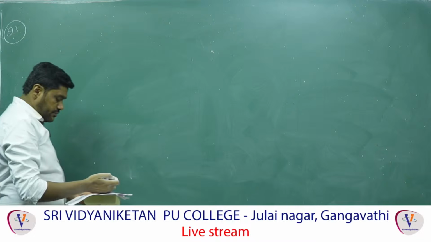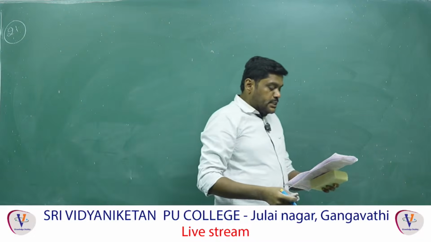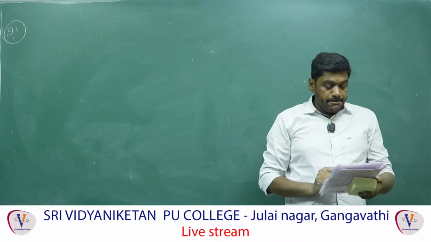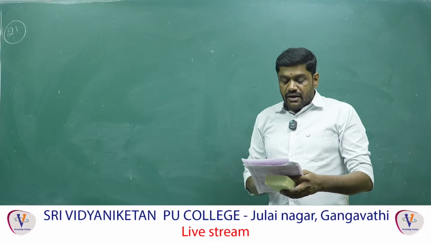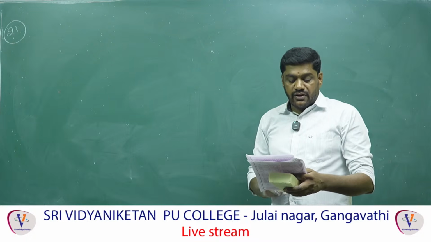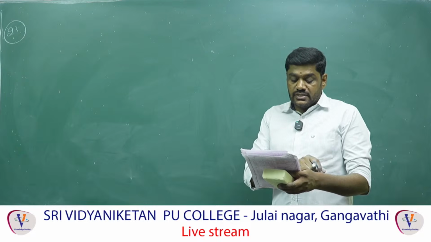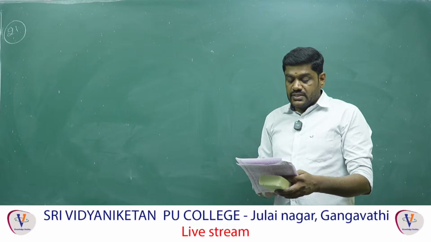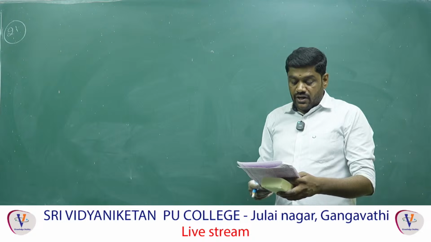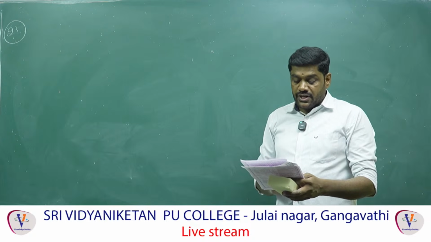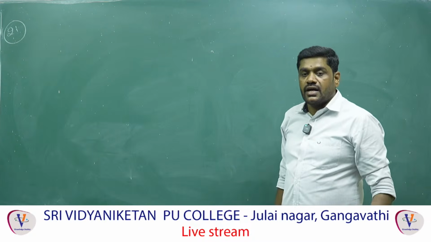Question number 21. A small spherical ball falling through a viscous medium of negligible density has a terminal velocity v. Another ball of same mass but of radius twice that of the earlier is falling through the same viscous medium. They are asking for the terminal velocity.